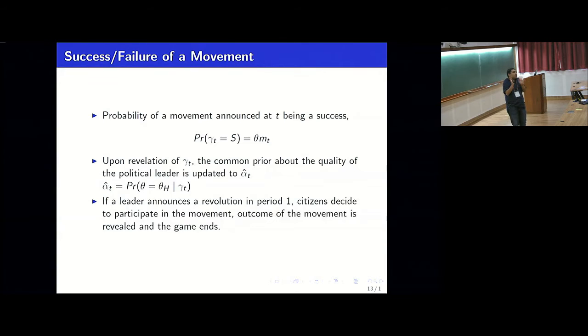Otherwise there is no reason to assume that the non-political leader is only of high type. So that's the only reason, to have a clear effect. Upon revelation, the common prior is updated by Bayes' rule, and that's why we have the notion of a Bayesian equilibrium.